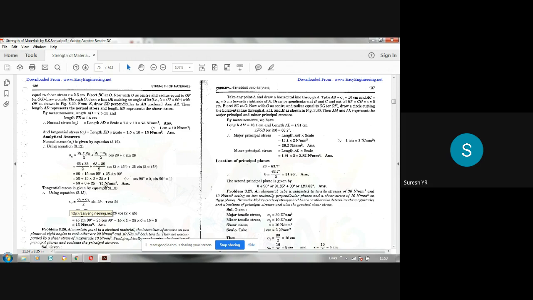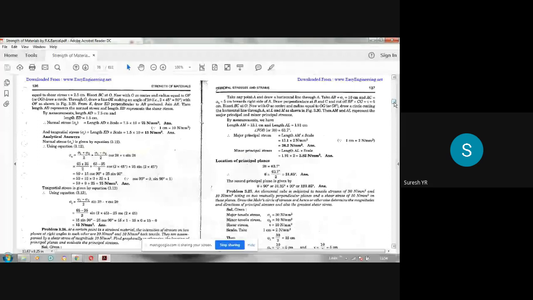So in the exam, for 10 marks, they can ask both the graphical method and the analytical method using the formula, so you should know both. The tangential stress formula is this. Substitute the values and check. You are going to get the same answer, 15 Newton per mm square. So this is how we can find the normal and shear stress on any oblique plane given in a two-dimensional stress system.